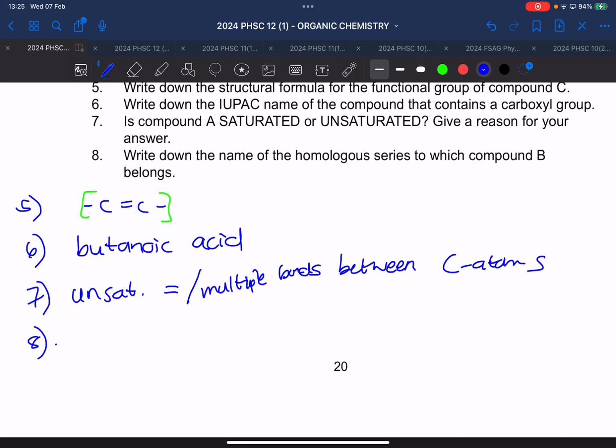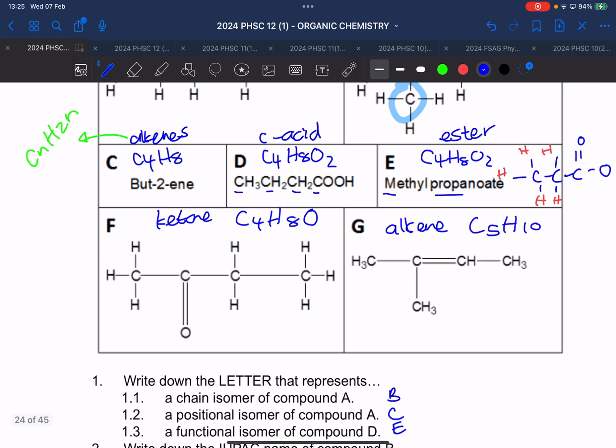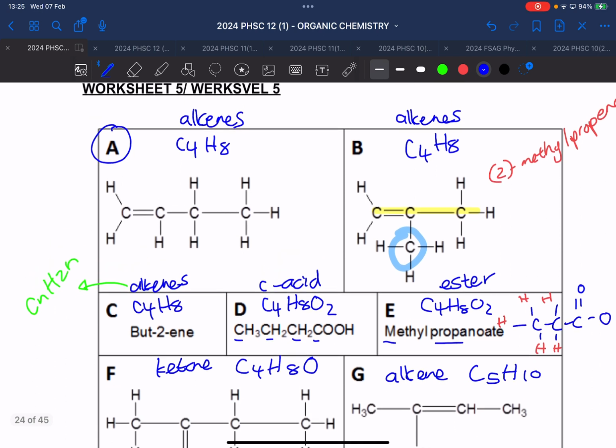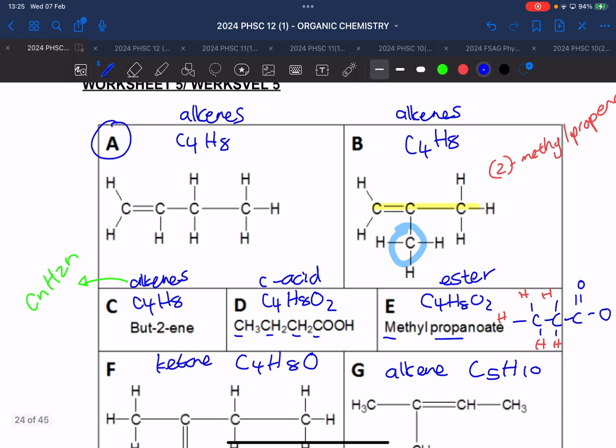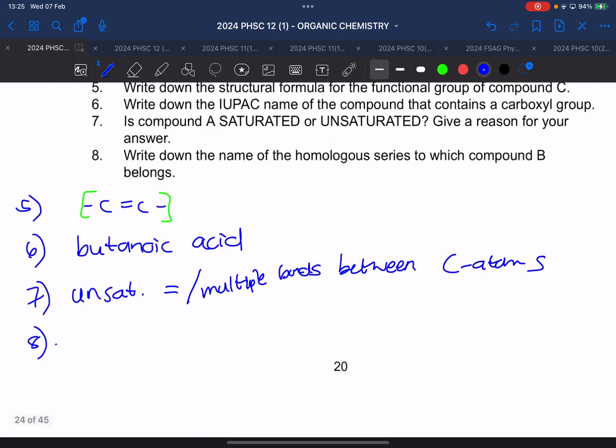Anyway, alright. Next one it says, write down the name of the homologous series to which compound B belongs. Karabu, belongs to the? I know it is alkenes. It's literally written there. What did you write? Okay.